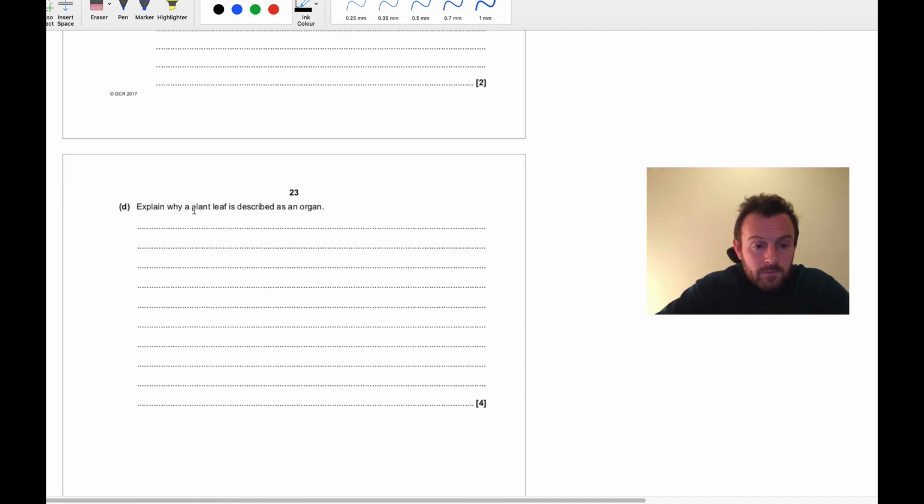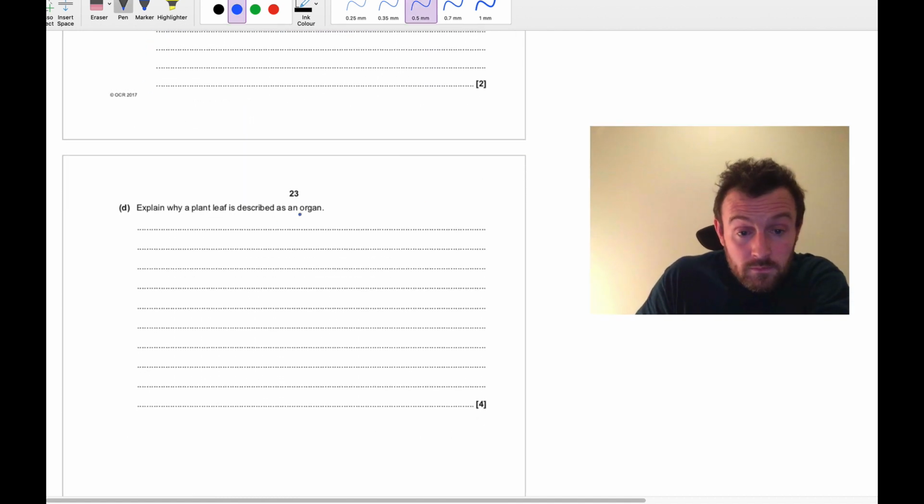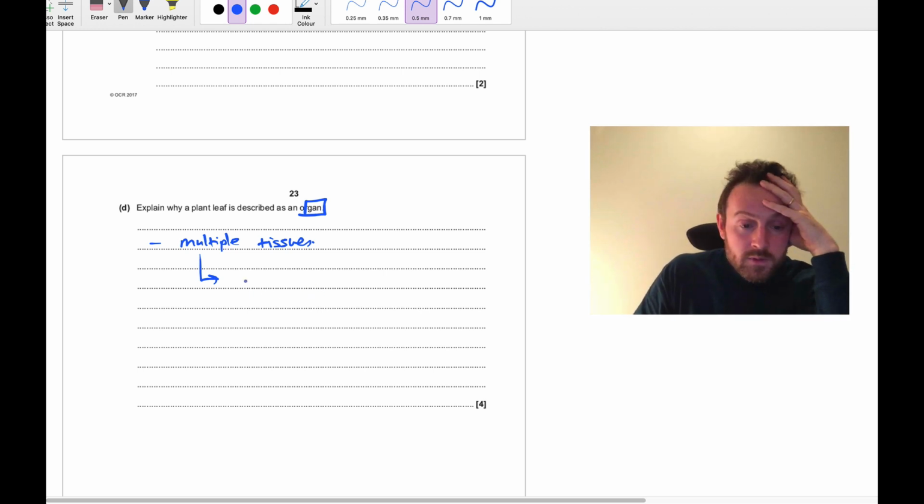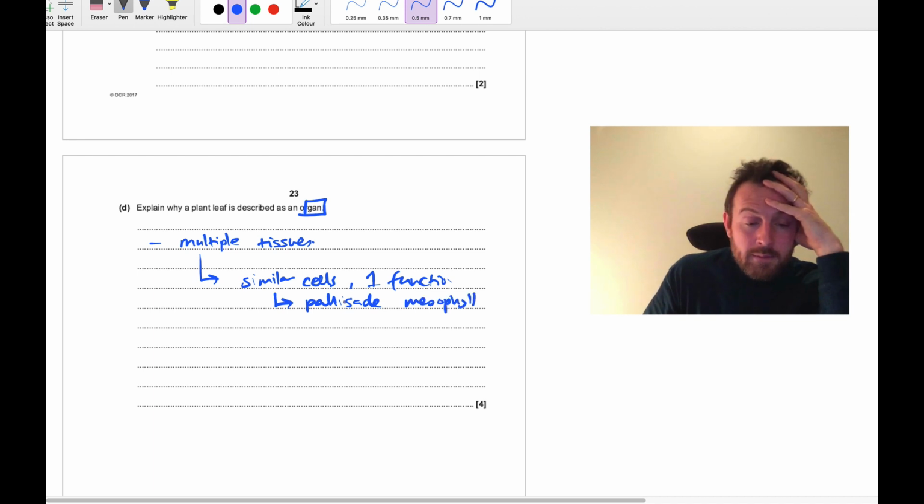D. Okay, this is really about the definition of an organ. So we have multiple tissues. And then maybe I'd go into a tissue being a group of cells with a similar structure that have a certain function. And then I'd probably give examples. For example, palisade mesophyll. And maybe give one other example, for example upper epidermis, or the spongy mesophyll, pick one.